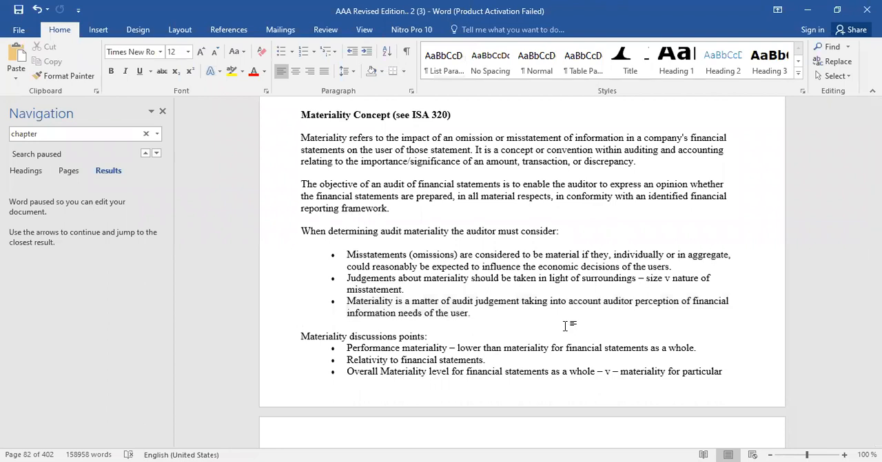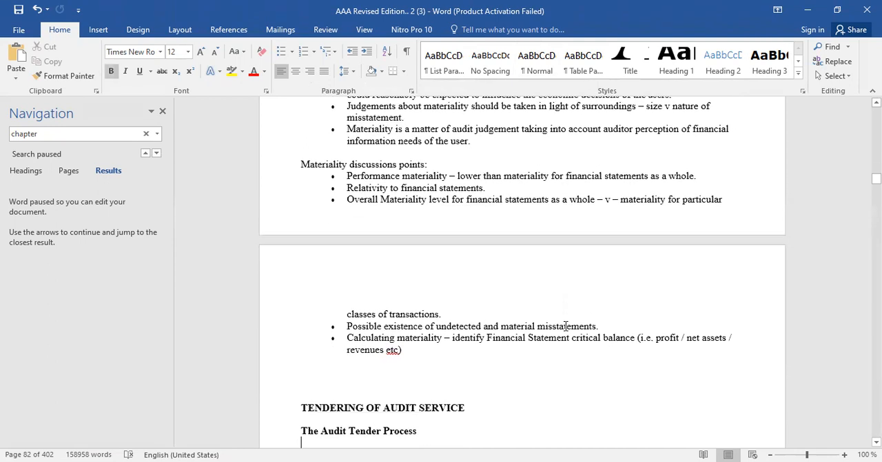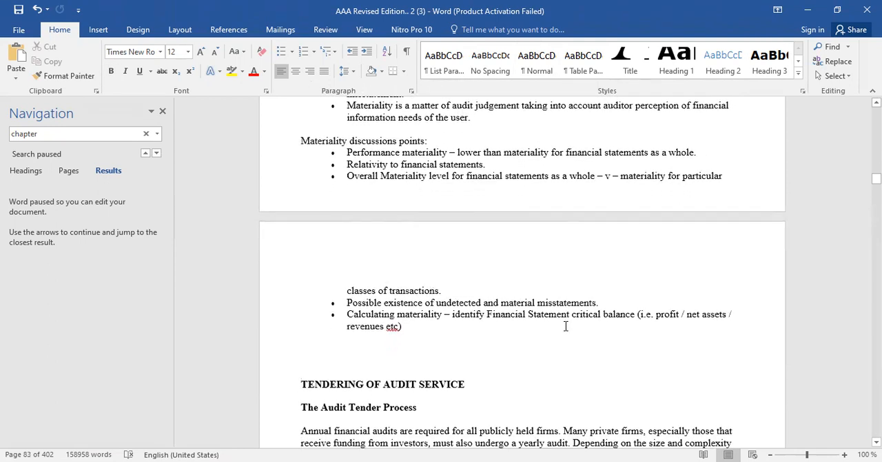So materiality is discussed in terms of points. Performance materiality, we can have materiality in terms of performance. You can say these people have not done well, so lower than materiality for financial statements as a whole. Relativity of financial statements. Overall materiality level for the financial statements. These are not very important. What is important is the concept, because we are going to use them somewhere. Let's look at an example.